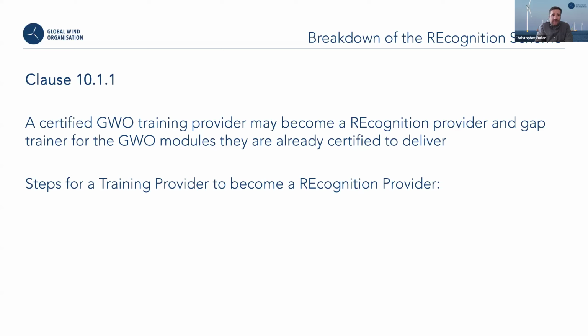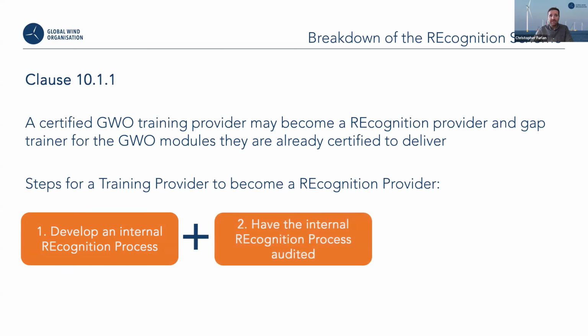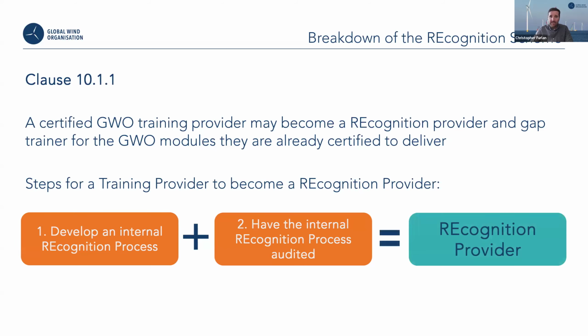Clause 10.1.1 specifies a certified GWO training provider may become a recognition provider and gap trainer for the GWO modules that they are already certified to deliver. So you can only be doing this for those modules you're already certified to deliver. The steps for a training provider to become a recognition provider are, firstly, they need to develop an internal recognition process. That process then needs to be audited by their certification body, and then they'll become a recognition provider.